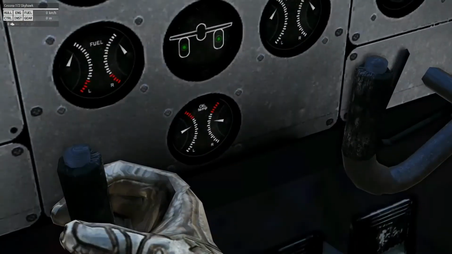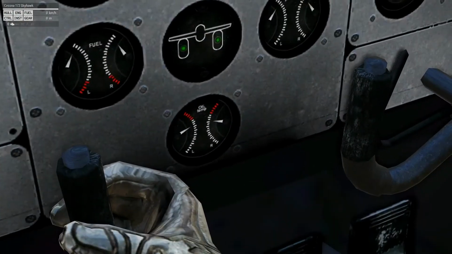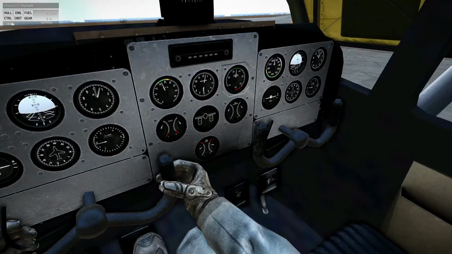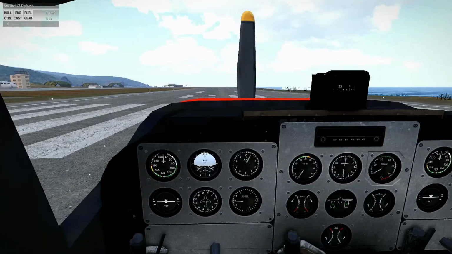So now that the oil temperature has come up, let's go to the runway. Once aligned with the runway, lowering your flaps can help with your takeoff.